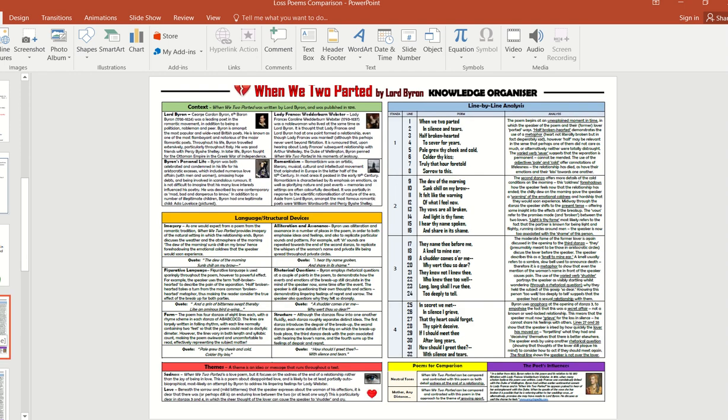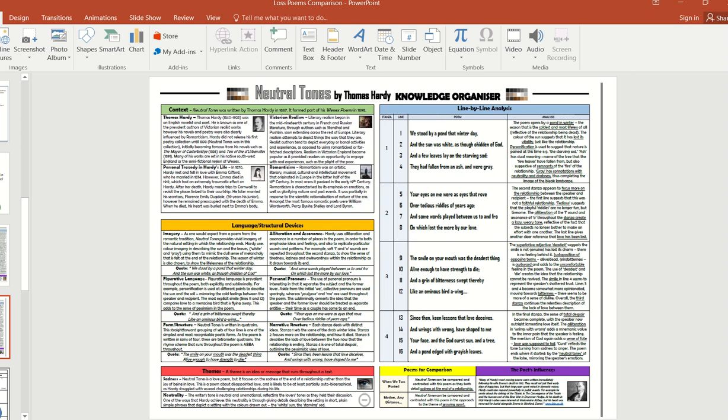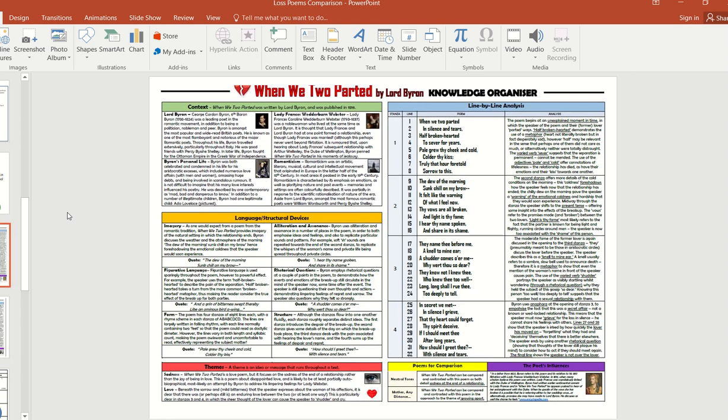Okay, then here we've got our When We Two Parted knowledge organiser and our Neutral Tones knowledge organiser. So I think these are really useful because we've got different boxes for the things that we need to think about if we were to write an essay. And that is context and content, language, themes and emotions. So I won't talk through all of these boxes, but some key things that I would just like to point out. It is absolutely crucial that you are aware of the context of When We Two Parted.